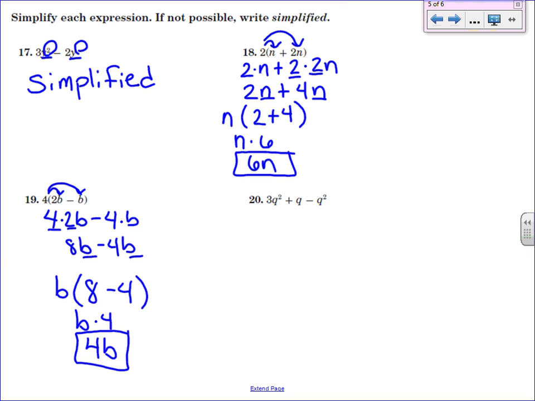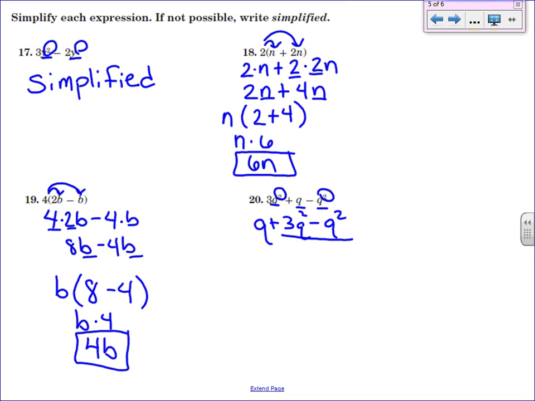And then in number 20, we have lots of q's, but we have to be very careful which ones are actually like terms. So I have q, q, and q, but only 2 of them match because they both have squareds. So I'm going to rewrite this so that those are next to each other. So I'm going to have my lone q out front, and then I'll say plus 3q squared minus q squared. So this is what I'm going to deal with the distributive property.